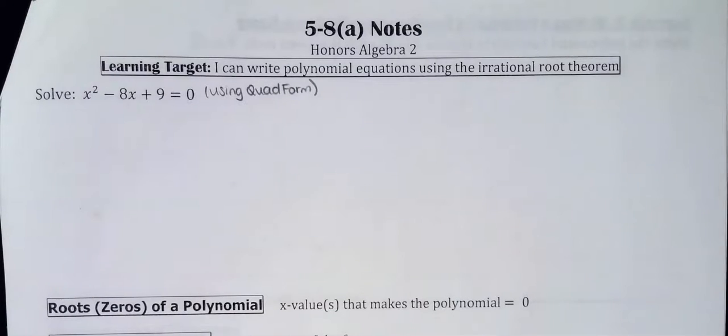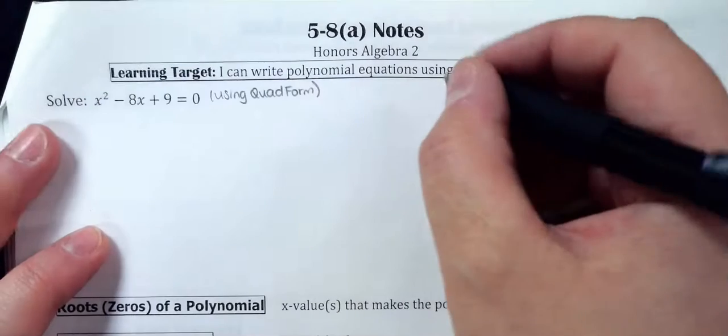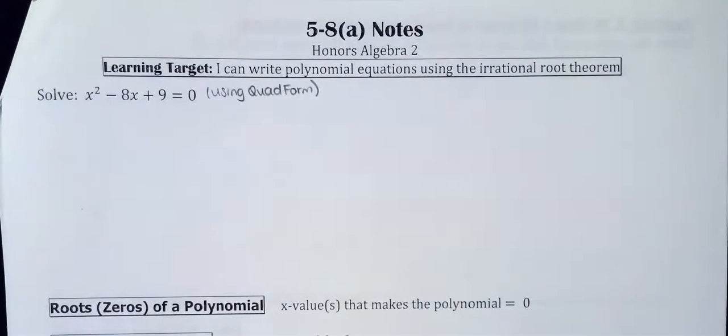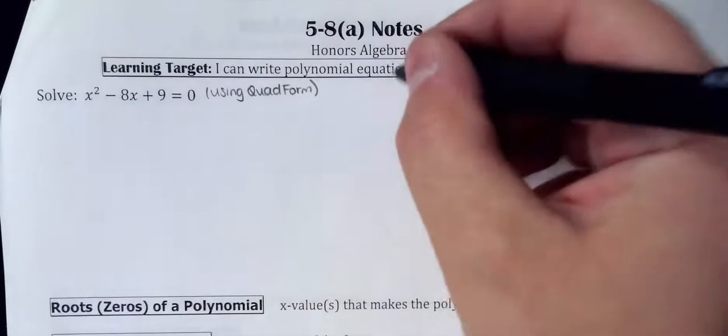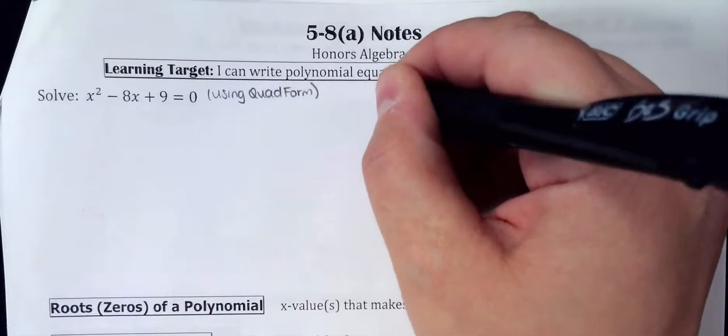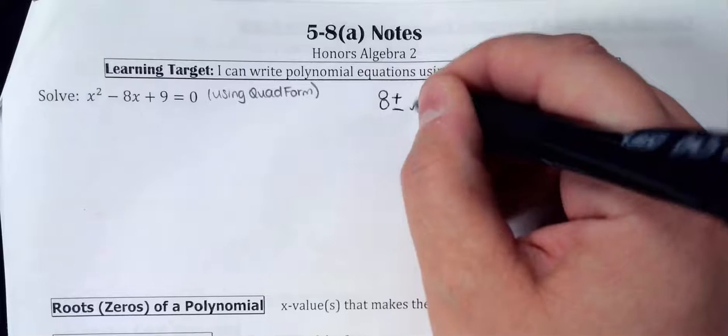formula here. So you could do completing the square if you wanted to, but I'm just going to go ahead and do quadratic formula. So show us, how many answers should we have here? 2, right? Okay. So if I do quadratic formula, I'm going to do opposite of b. So I'm going to do 8 plus or minus square root.